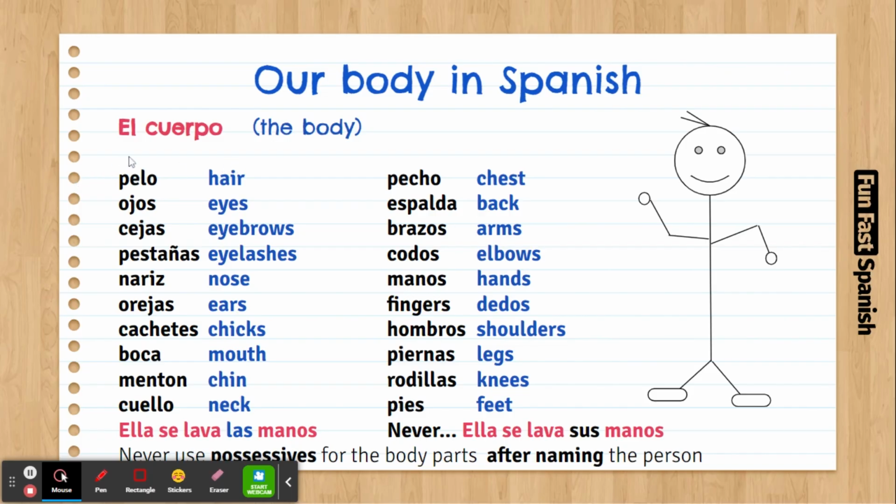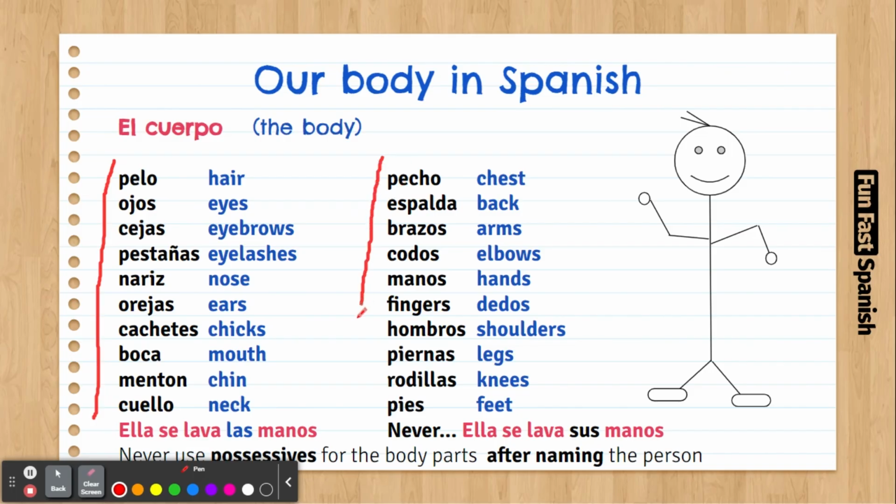I guess you can already figure it out. Pelo, hair, ojos, eyes, cejas, eyebrows. There are some that are parts of the body that are in pairs, right? Like eyes, two of them. Cejas, two eyebrows. Pestañas, eyelashes. So if you want to know one, well, it's not plural, so it will be ojo, ceja, pestaña. That will be the singular one. But yeah, this is pretty easy. It's just vocabulary. You can just look that up on Google Translate, and you're going to find the same thing.